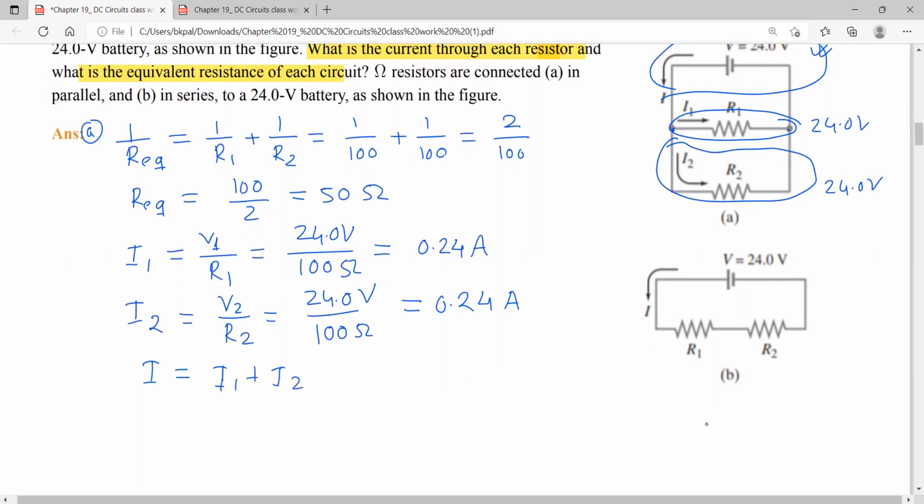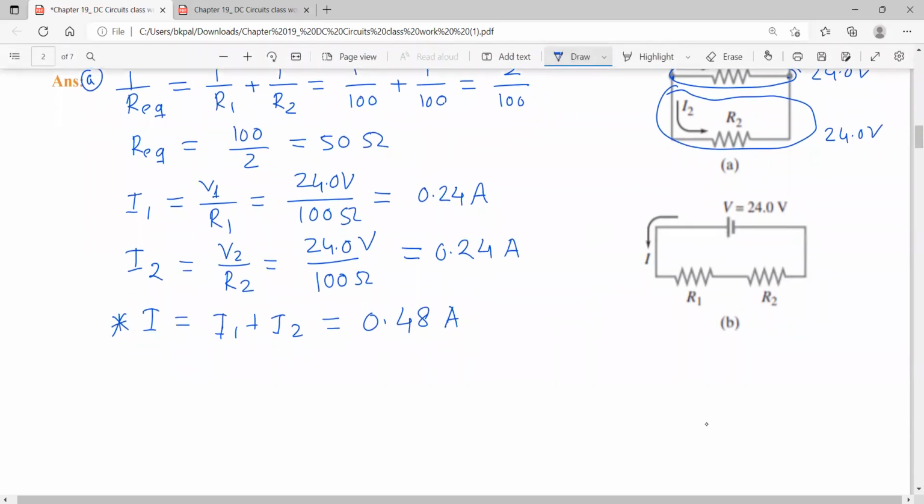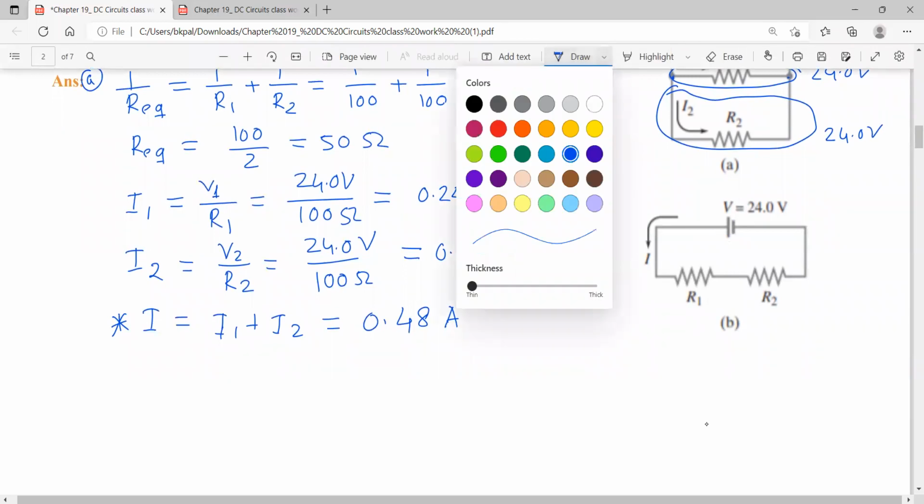Using the junction rule, you can say that I will be I1 plus I2. So the current drawn from the battery will be the sum of I1 and I2, and it would be 0.48 amp. Although it didn't ask you to calculate this, I'm just showing you, as you may need this information for some other problem.